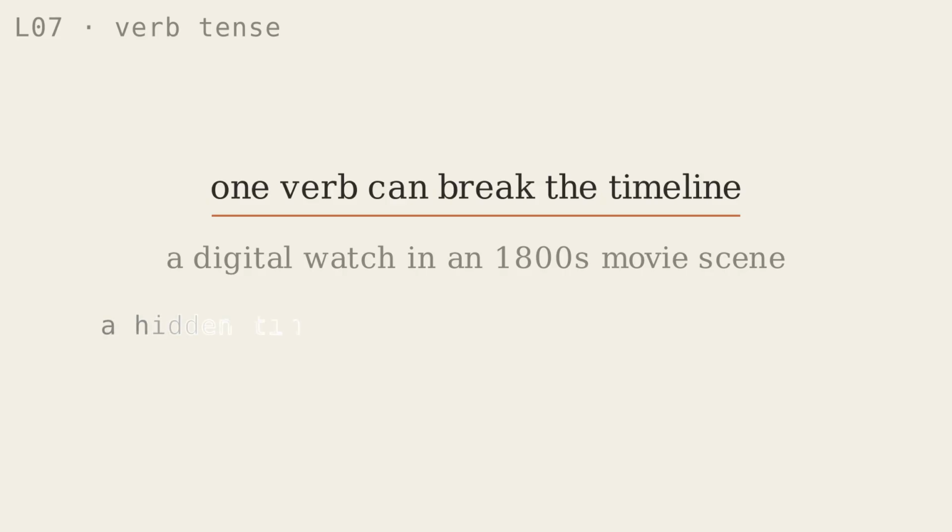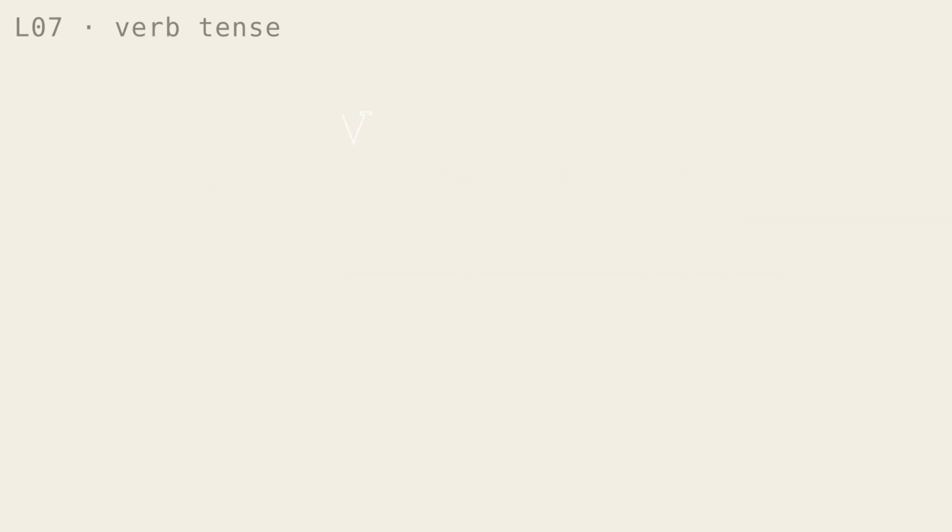By the end of this lesson, you will know how to keep verbs in the correct timeline. You will also learn when changing tense is not only acceptable, but necessary. And near the end, I will give you a sentence containing a hidden time traveler. See whether you can catch it before I reveal the answer. Let us begin. Verb tense tells us when an action happens.